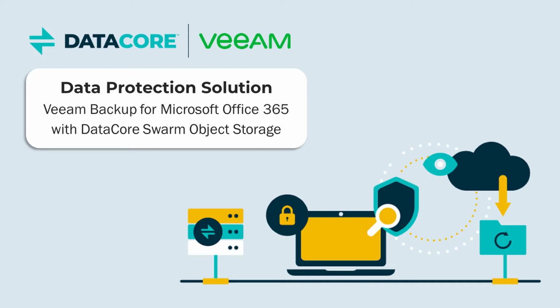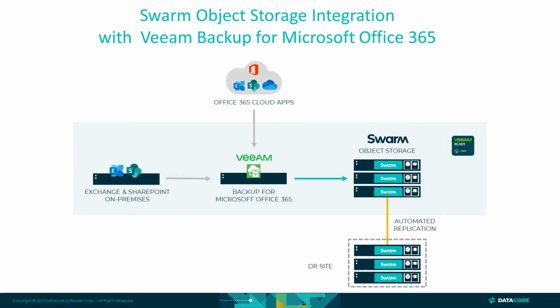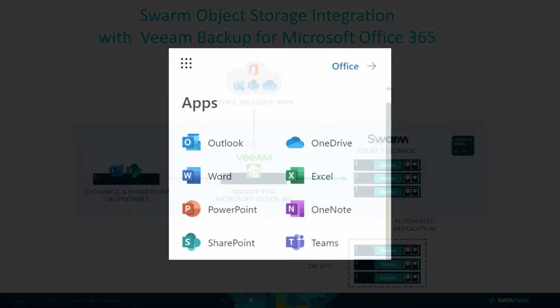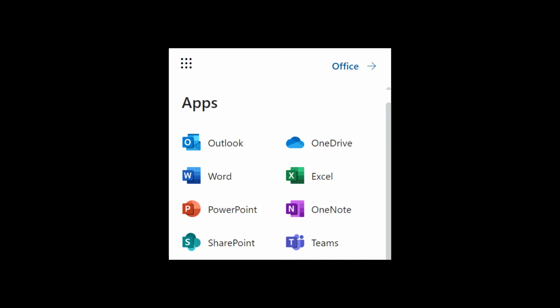In this video, we'll configure a data protection solution by integrating Veeam Backup for Microsoft Office 365 with DataCore Swarm S3 compatible object storage. Then we'll demonstrate how to back up and restore files used by SharePoint, Exchange, OneDrive, OneNote, Teams, and Office 365 apps.